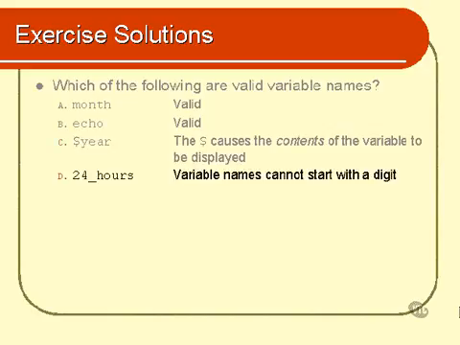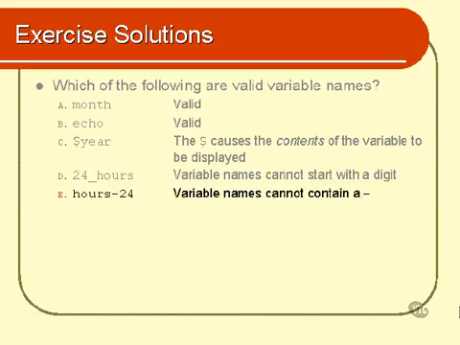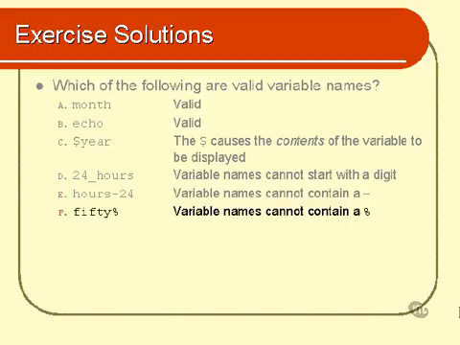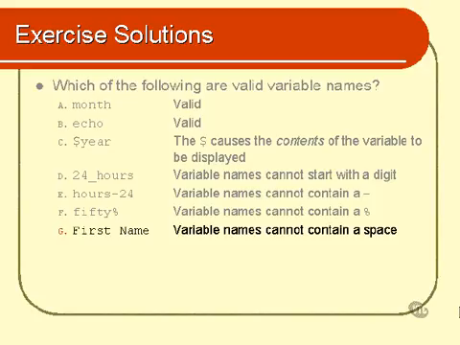Next, 24 hours is not valid because variable names cannot start with a digit. And similarly, this one is invalid because variable names cannot contain a dash. An underscore is okay, but a dash is not okay. A % is right out. Also, you cannot have a space in a variable name. You can certainly have a space in a variable's contents, but you can't have a space in the variable's name.